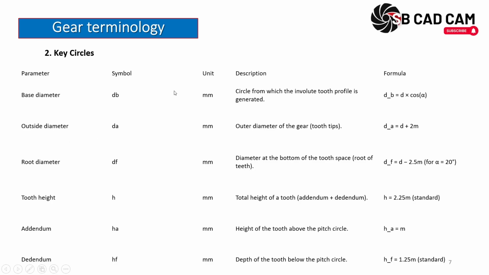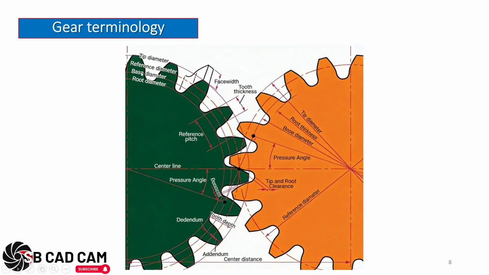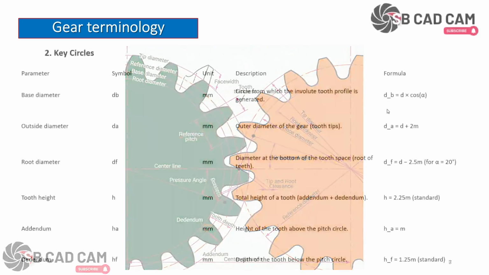We have other parameters such as the base diameter. It is the circle from which the involute tooth profile is generated. We can calculate it by using this formula, and it is here, the base diameter. It is under the reference diameter.